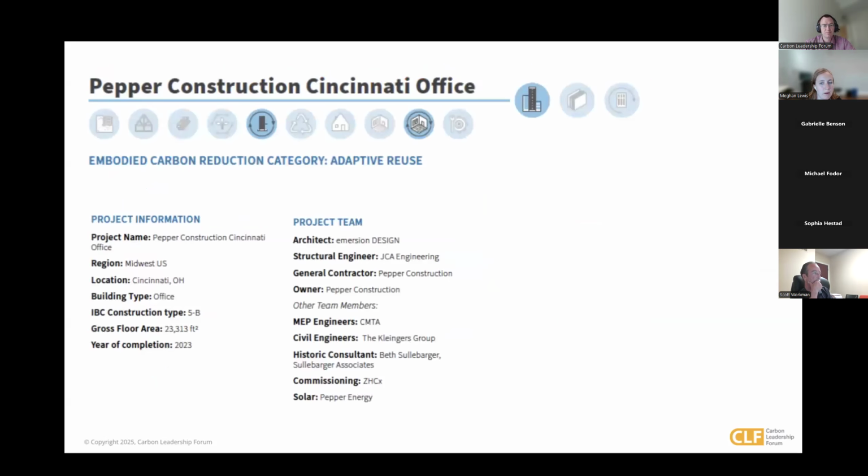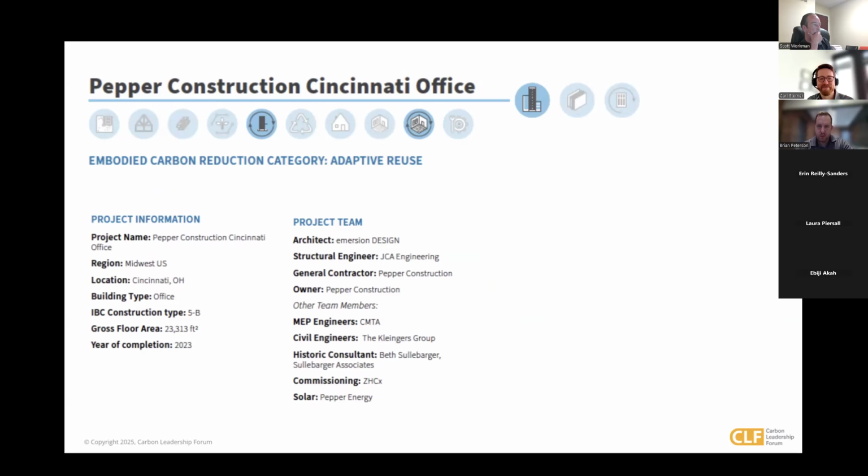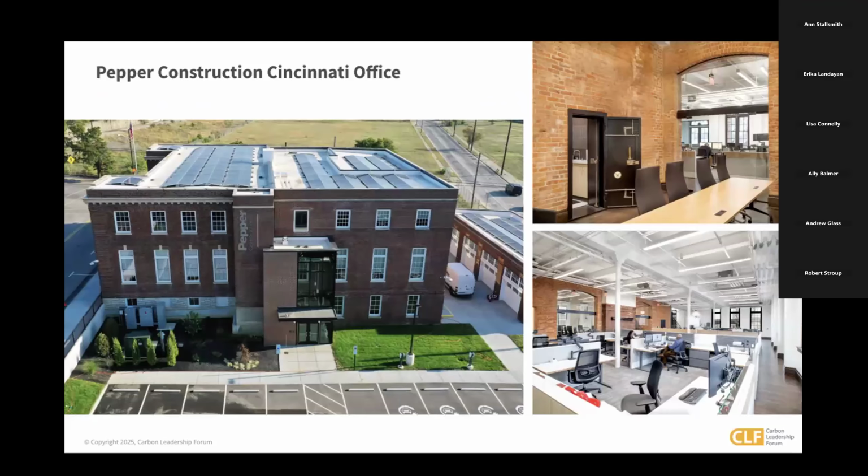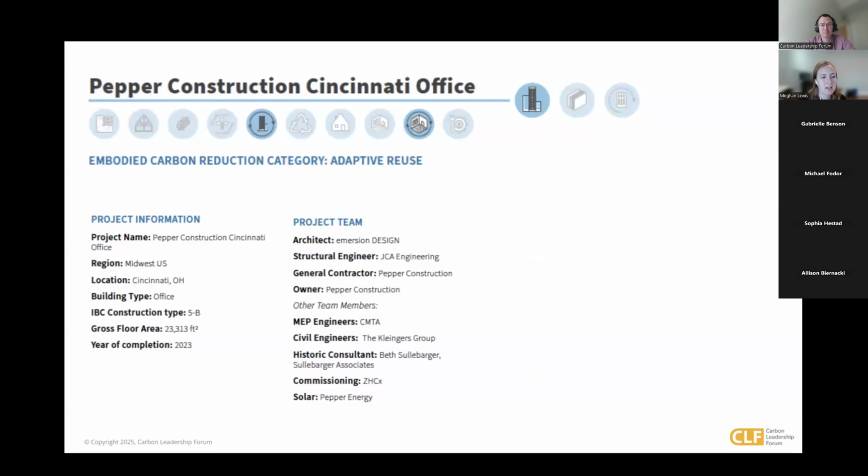Before I start talking about Pepper Construction, is anyone here from that project team? This is a project in Cincinnati. Yes, I actually am. Oh, nice. Okay, well, if I say anything wrong, feel free to jump in. Okay, I thought that might happen. So this is a great adaptive reuse project in Cincinnati from Pepper Construction. And Allison, are you from Pepper Construction or someone else on that project team? Yeah, I am with Pepper Construction. Okay, great. I'm on our sustainable construction team. Great.